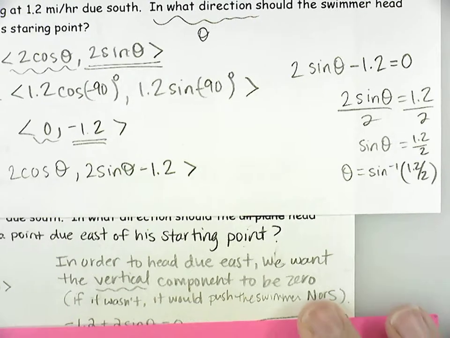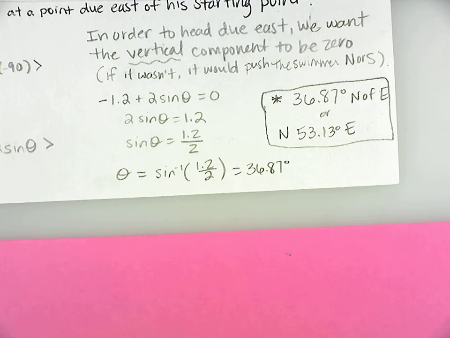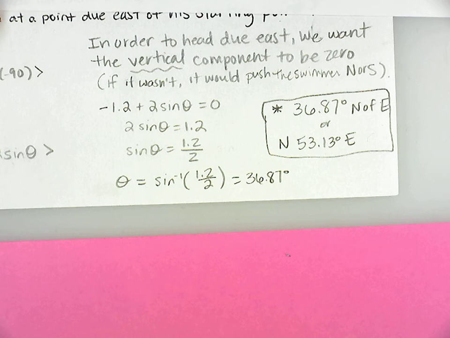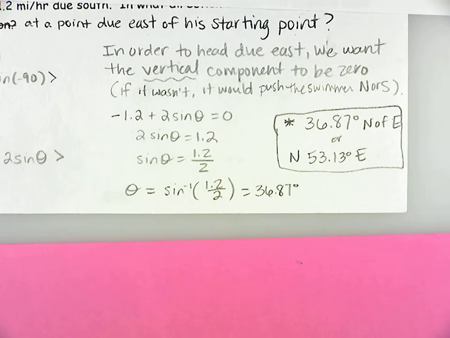Okay, and then once you solve, you should have got 36.87. Is that it? Oh, that's the angle he wants to swim at. Yes, so that's going to be the angle that he wants to swim at. So then we can plug it back into his, yes, if we plug that 36.87 back in, that would be the vector if it was asking for like true speed or whatever.